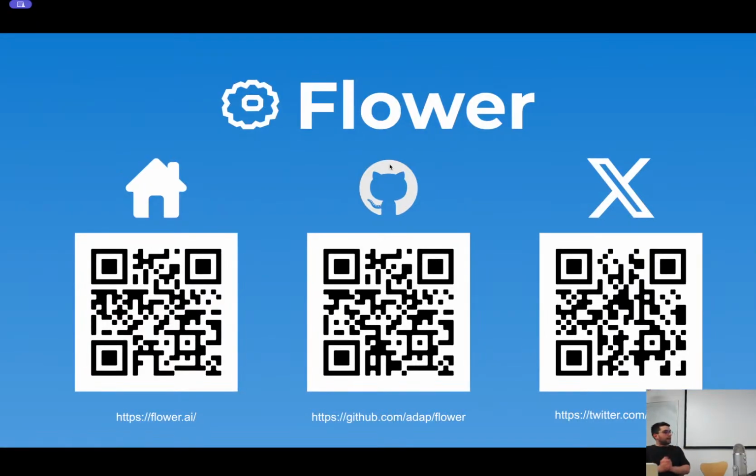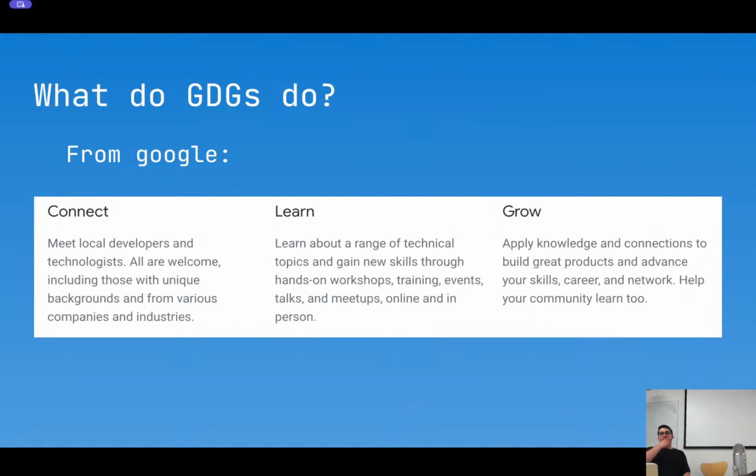Perfect. So that is what a Google Developer Group is, and our sponsor today, which is Flower. So what do the Google Developer Groups do in general? Well, according to Google themselves, there are three main things that Google Developer Groups are supposed to do. Here we can connect with local developers and technologists, we can learn about new technology, and we grow. So we apply our knowledge and connect to build great ideas and great projects.